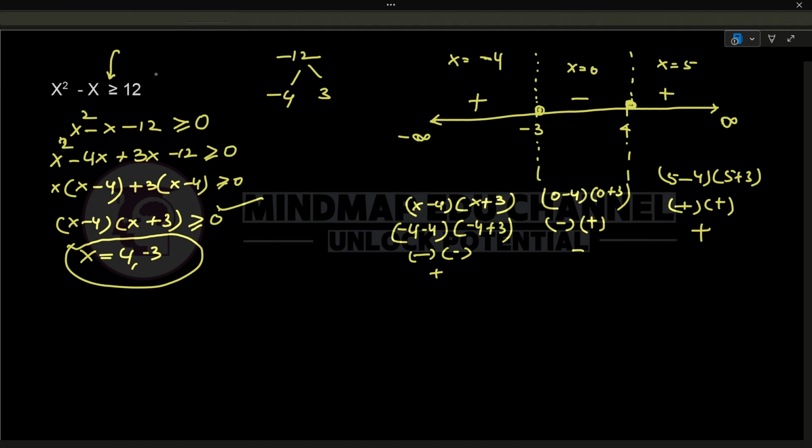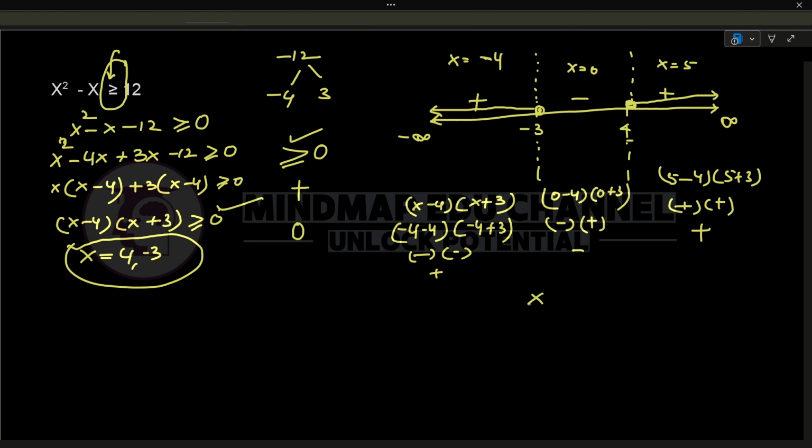So now check what is given in your expression. It is greater than or equal to 0. So whenever there is greater than or equal to 0, that means it is positive or equal to 0. So positive means we have this part of the number line and positive we have this side of the number line, and it is 0 at -3 and 4. Clear?